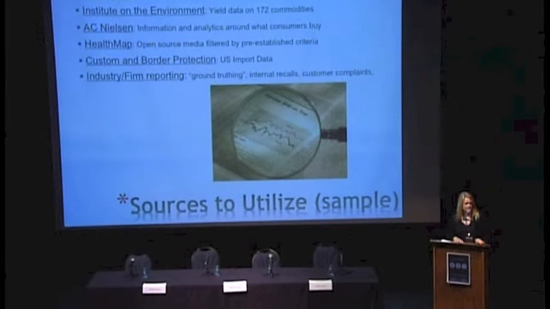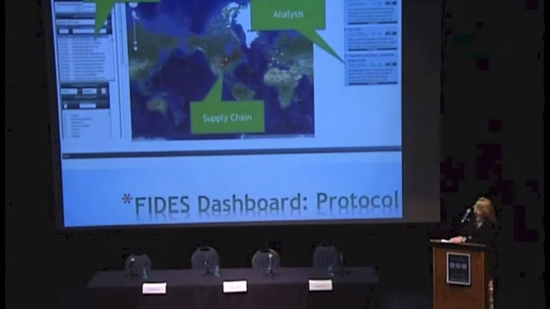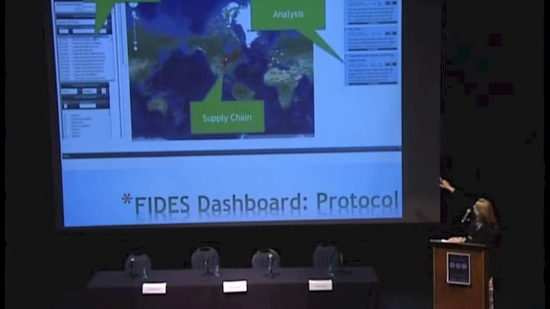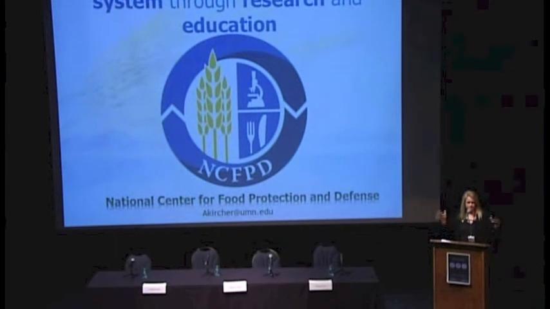We've come up with 58 data sources we think that we can pull together. Again, we need additional help in looking at some of these. Currently, we look at weather, refusal data, and adulteration. This is an initial platform of that database, the FIDES database. We do analysis. It's much like intelligence supply chains, and we look at import data every day to try to find anomalies in the system.